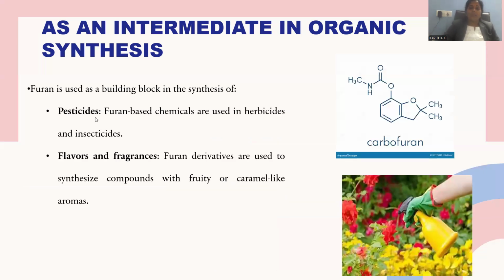Let me introduce another application like a pesticide. Furan works like a building block in the synthesis of the pesticide. So the pesticide which is indicated over here is carbofuran. It is a better insecticide and herbicide as well, right? So in order to remove the pests, in order to remove the unwanted herbs over there, this carbofuran is more efficient in nature, right?